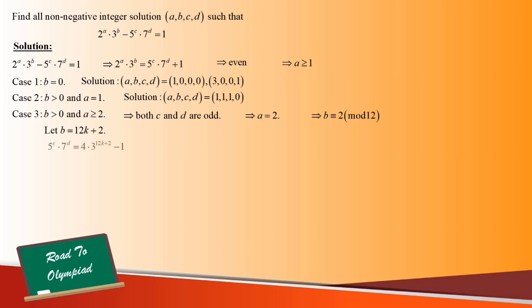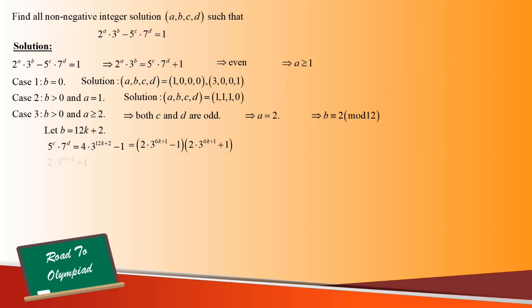We have 5^c times 7^d is equal to 4 times 3^(12k+2) minus 1, where the right hand side can be factorized by using the difference of two squares formula into (2 times 3^(6k+1) minus 1) times (2 times 3^(6k+1) plus 1).